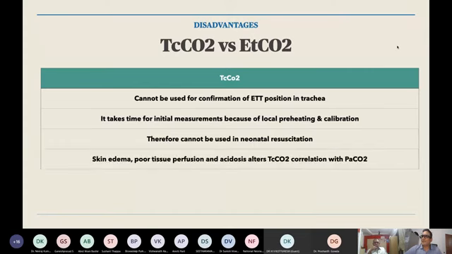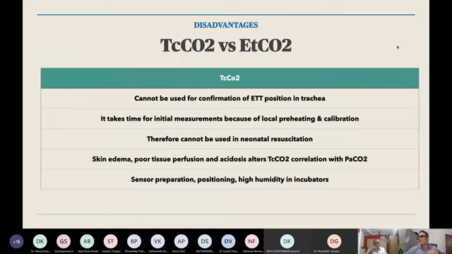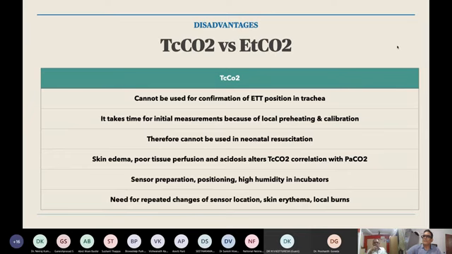It cannot be used in neonatal resuscitation, and it cannot be comfortably used when there is skin edema, poor tissue perfusion, acidosis, and all those things. There may be some alteration, but again, it's the trend which is more important than the single value. The sensor preparation, positioning, and all those things have to be taken care of before interpreting it carefully. And high humidity in the incubators may interfere with the readings. Another practical disadvantage is the sensor needs to be repeatedly changed to prevent skin erythema and burns. But the modern day sensors use less heat than the olden day sensors, and the problems with erythema and skin burns are not that significant, right?